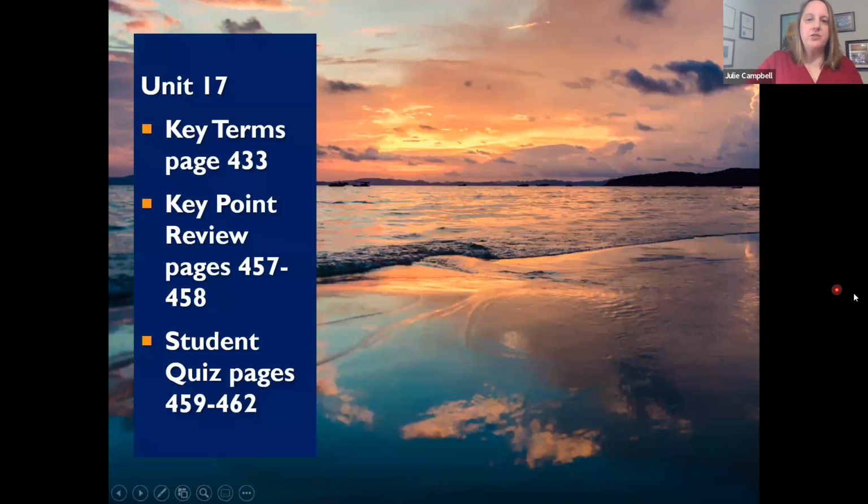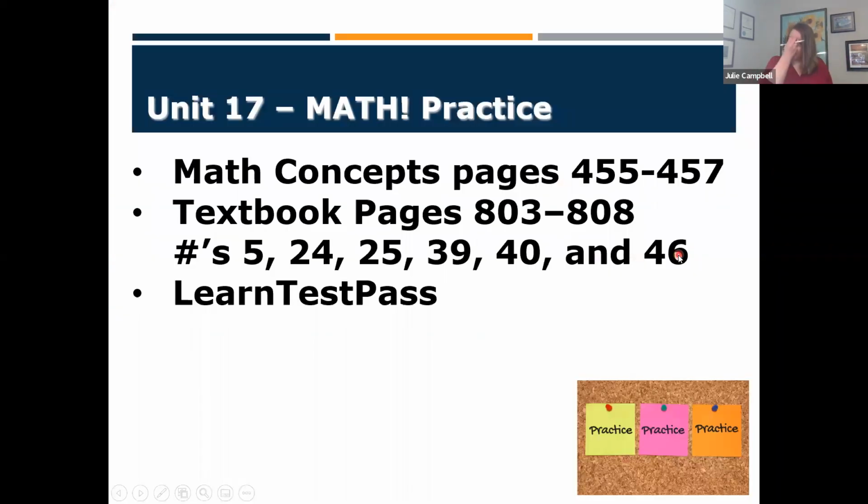The math in this unit for you guys to focus on is primarily the sales comparison approach, the CMA, and then the income capitalization approach. Poor Violet eats Oreos nightly. So that's math concepts on 455 to 457. There are those 50 problems in the back of the book. These are the numbers that relate to our appraisal math.